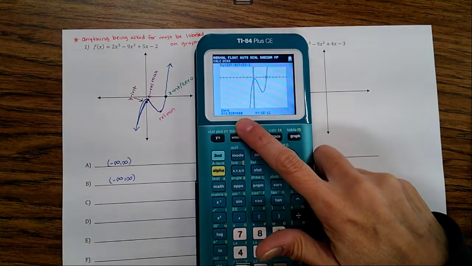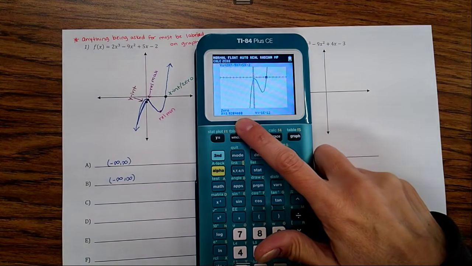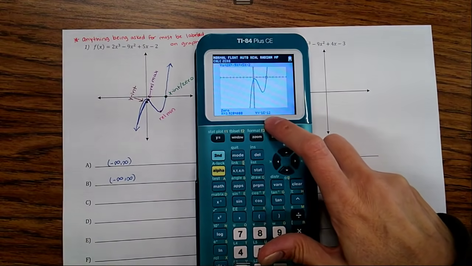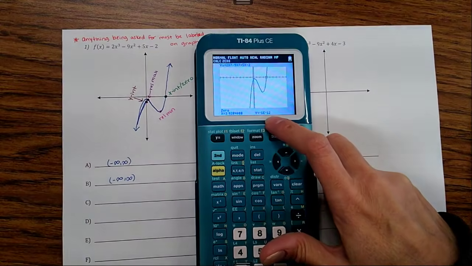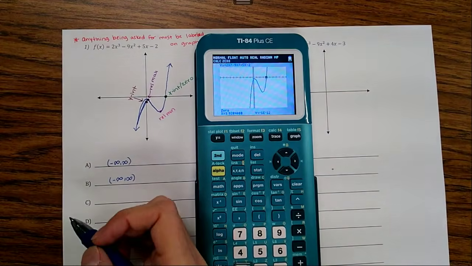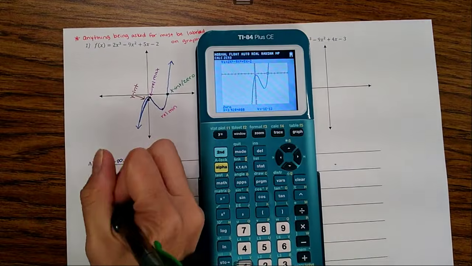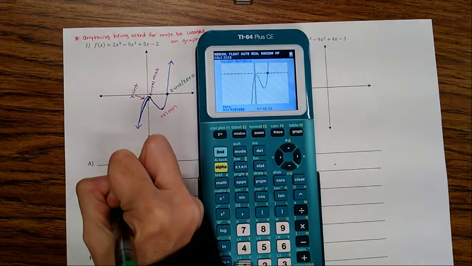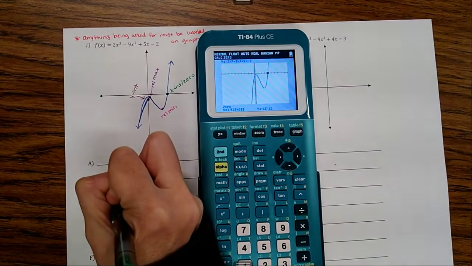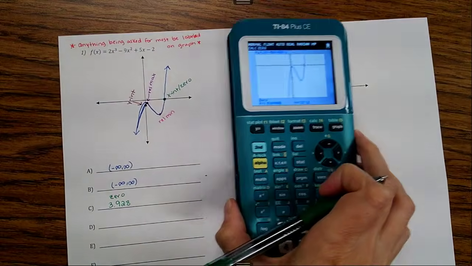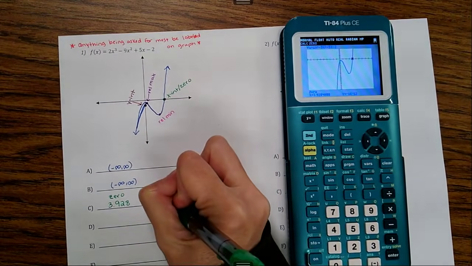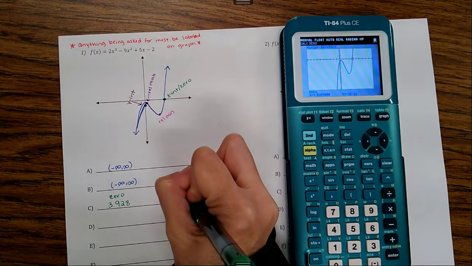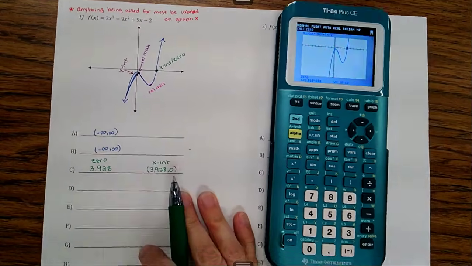So my zero is at 3.928, and then this is essentially 0, like 0.0000000000001. So it's 0. So my zero is going to be 3.928. If it asks you for a zero, you're just going to write that number. But if the wording is x-intercept, you're going to write it as an ordered pair. So a zero is just the number, x-intercept is the ordered pair.